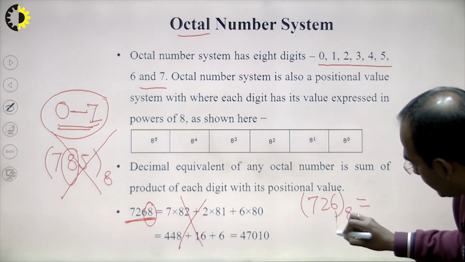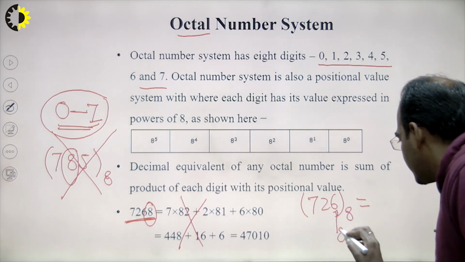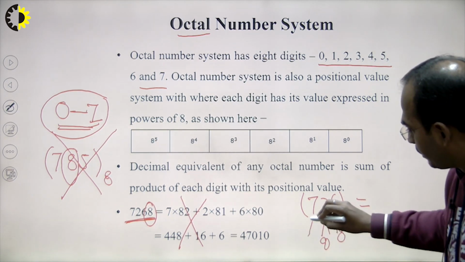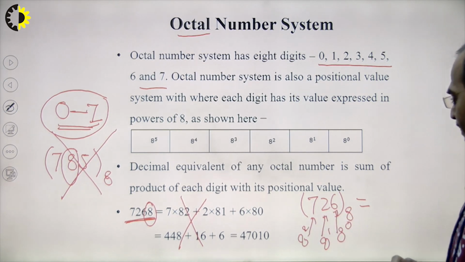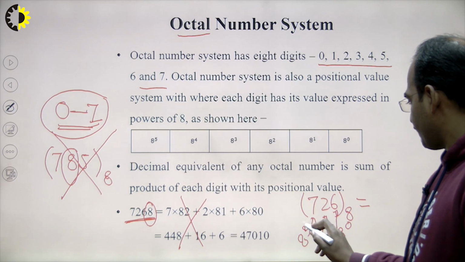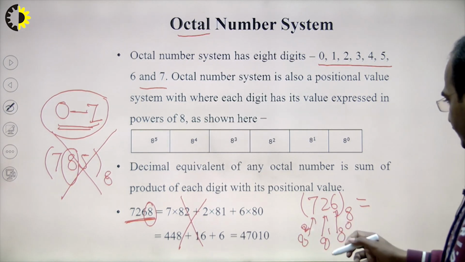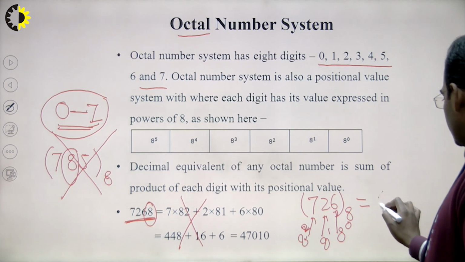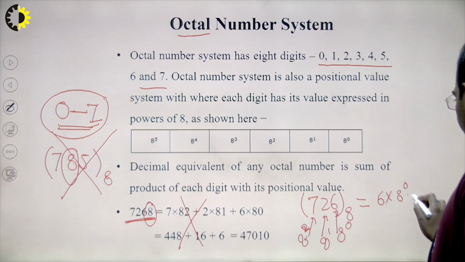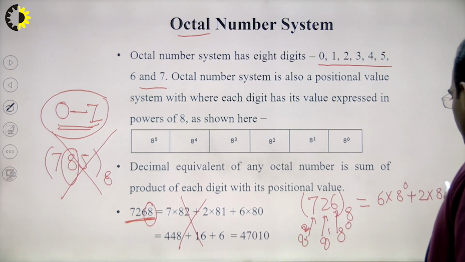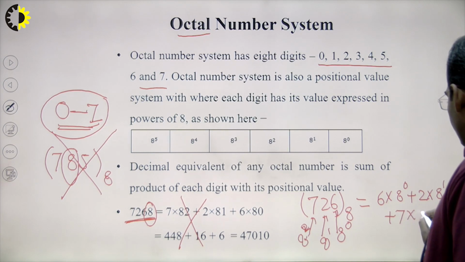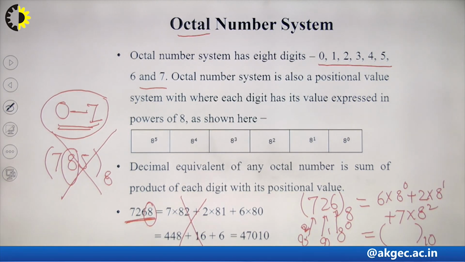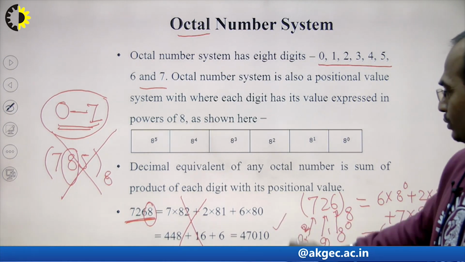What will be the weight of this 6? The weight of this 6 will be 8 to the power 0. What will be the weight of 2? 8 to the power 1. What will be the weight of 7? 8 to the power 2. So what will be the value? 6 into 8 to the power 0 plus 2 into 8 to the power 1 plus 7 into 8 to the power 2. After summation you can get the decimal number. This is true.